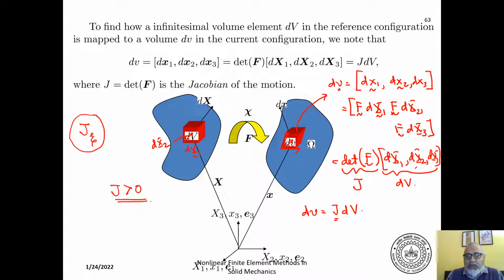Okay, now this is how volumes map. So three kinds of maps. Points map through the motion, line segments map through the deformation gradient, volumes map through the Jacobian of the deformation gradient.